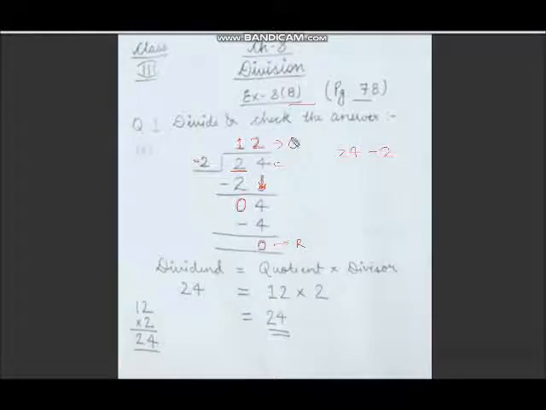This is the quotient. Now to check the answer we use this formula, dividend is equal to quotient into divisor. So here quotient is 12, so we'll write 12 into divisor. What is the divisor? That is 2. So 12 into 2 is 24, which is equal to the dividend जो हमारे पास में यहाँ पे dividend था, उसके बिल्कुल equal है. That means our answer is correct.